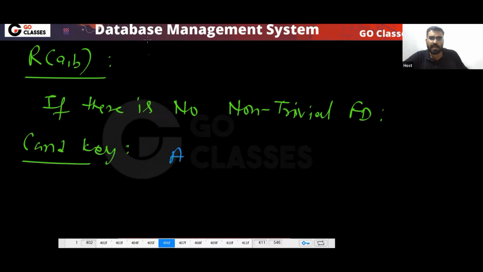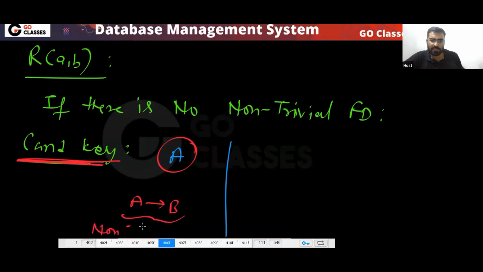Can I say it will be A? What is wrong here? If you say it is A, then what will happen? If you say it is a candidate key, then it means A determines B. This is a non-trivial FD. Is this clear? If you say this is a candidate key, then A determines B, which is a non-trivial FD. So this cannot happen.